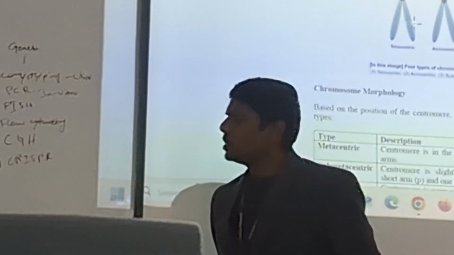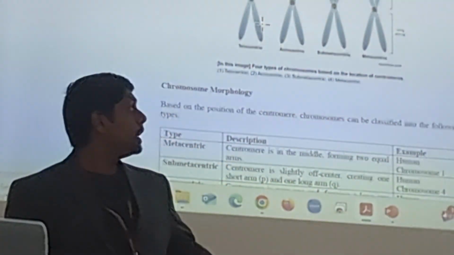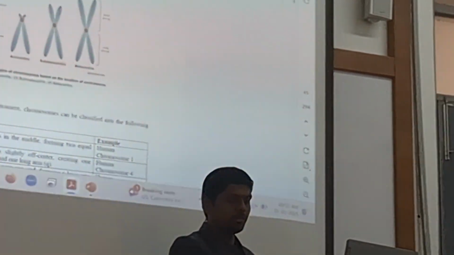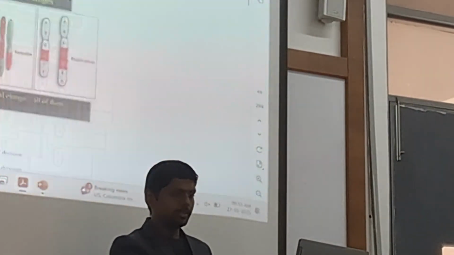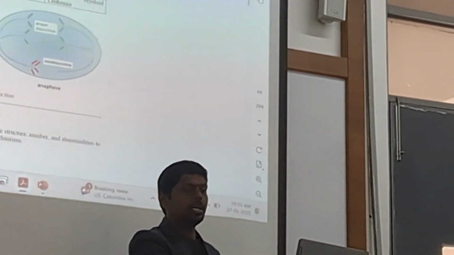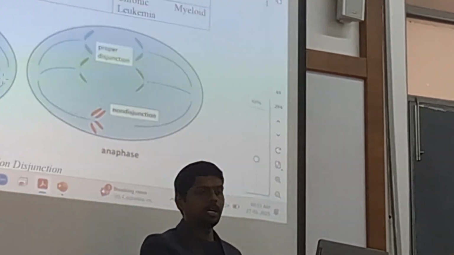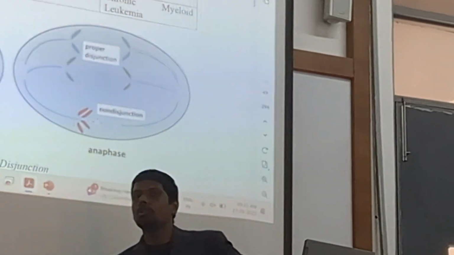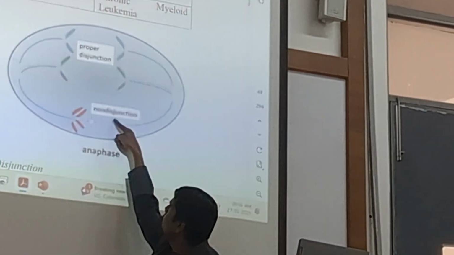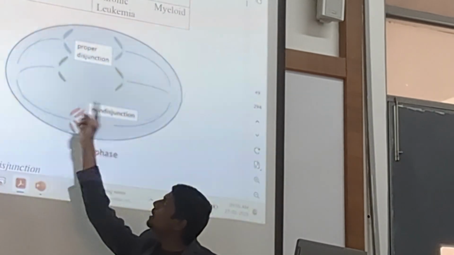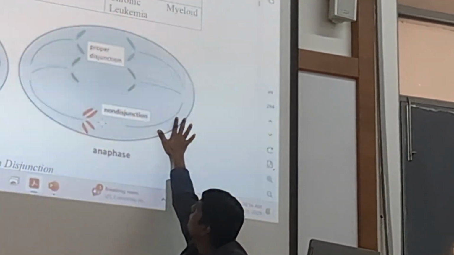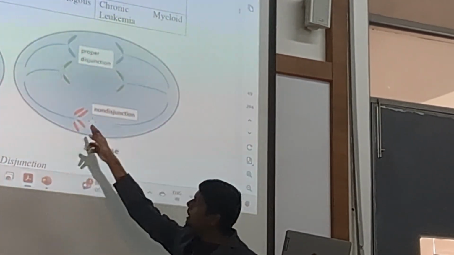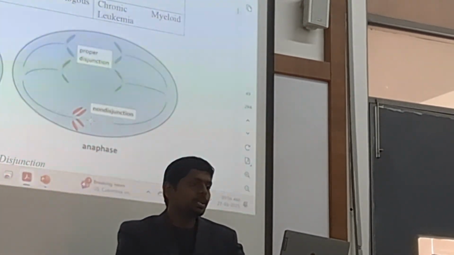Then let us see the protocol of doing a karyotyping. What is the procedure for karyotyping? So this is the procedure. See, this is non-disjunction, you already know what it is. Proper disjunction, non-disjunction. Non-disjunction leads to one sister chromatid migrating towards either one of the poles. So here it became a monosomy condition, here a trisomy condition. Non-disjunction leads to abnormal chromosomal count.